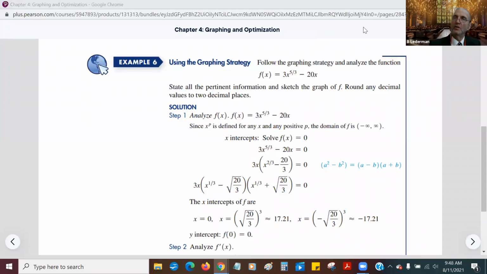Okay, here's another cool and awesome example. f of x is equal to 3 times x to the 5/3 power minus 20x. So first step, again, we just start with good old-fashioned algebra, graphing.